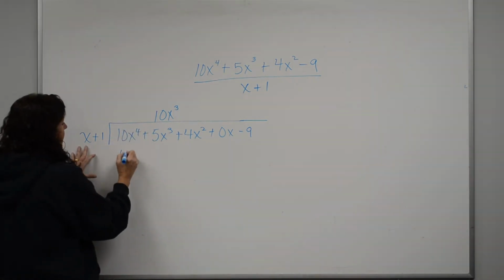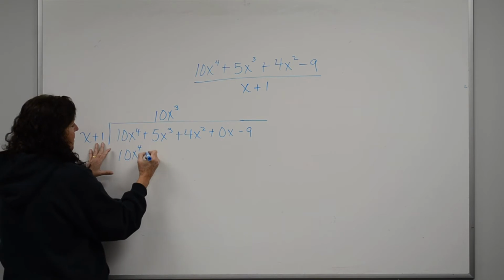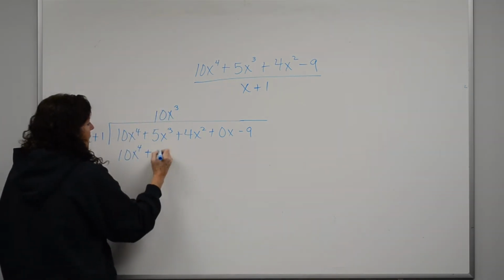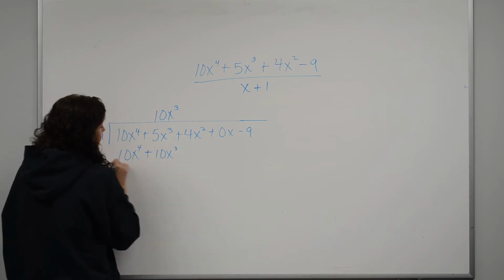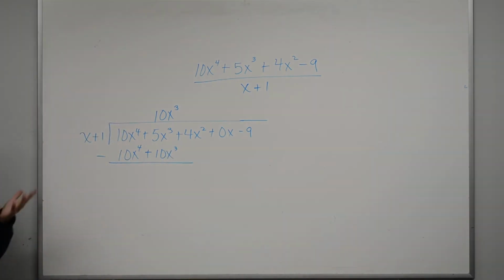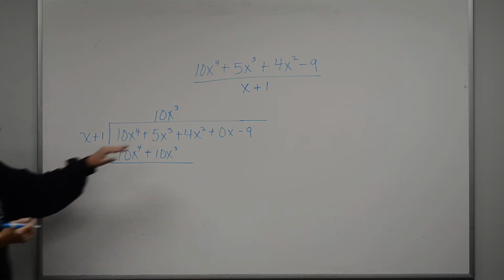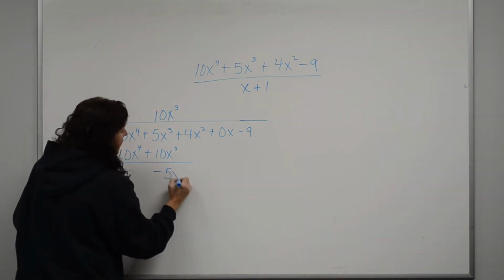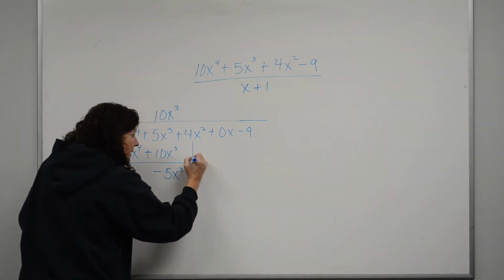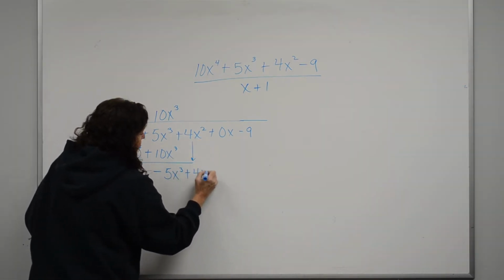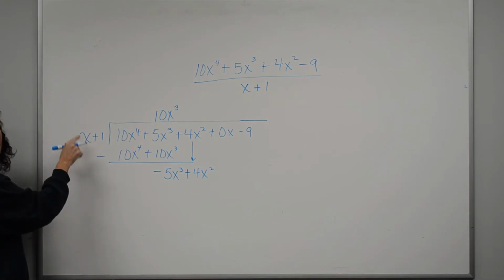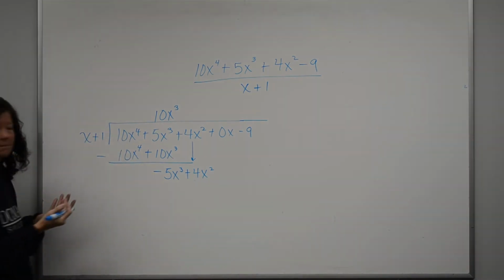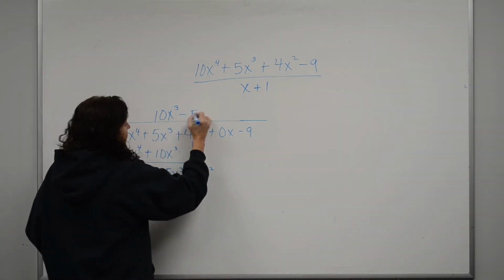So the first one has to match up, or you haven't done it right. But then I have to multiply it times 1. So then I have a 10x to the 3rd power. Don't forget, long division, you're subtracting. So 5x cubed minus 10x cubed is a negative 5x cubed. Then I bring down the next term. Now I start again. X times what gives me negative 5x cubed? Negative 5x squared.